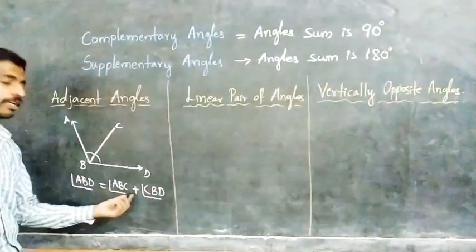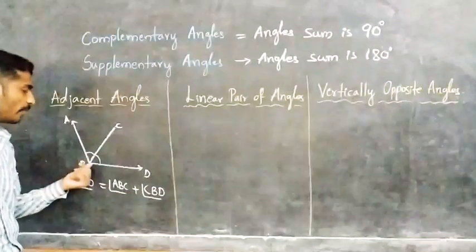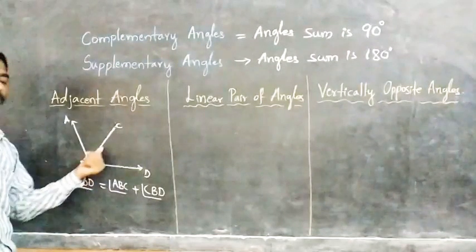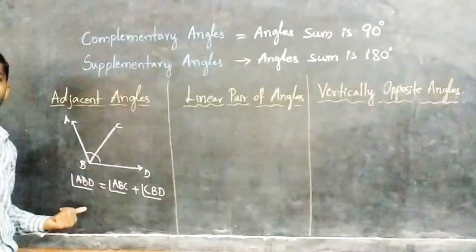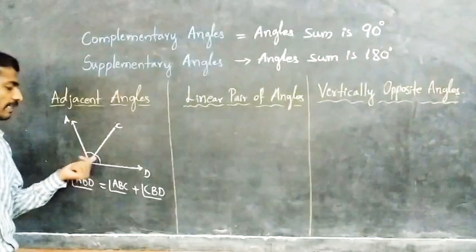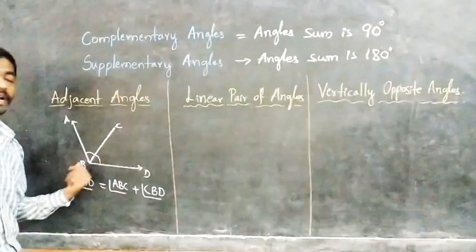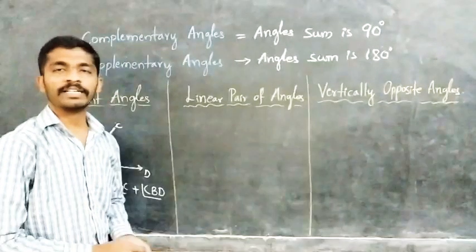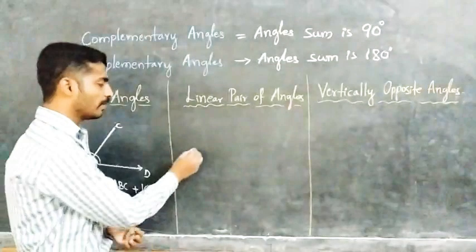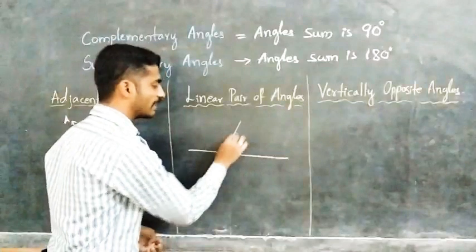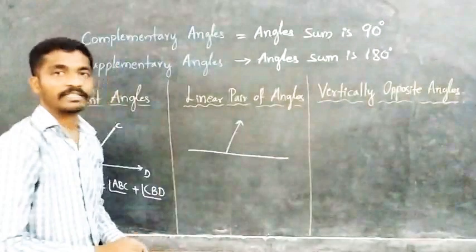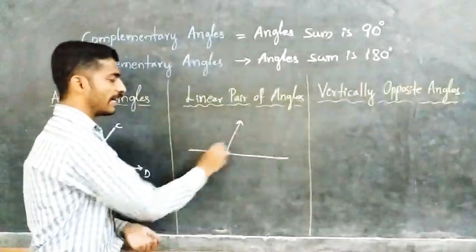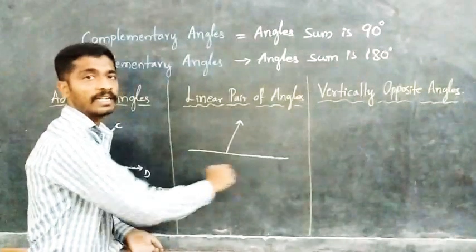So the combination of two angles with a common arm. Here the common arm is CB, so these two angles are adjacent angles. And linear pair of angles. When do we get a linear pair of angles? When a ray stands on a straight line.